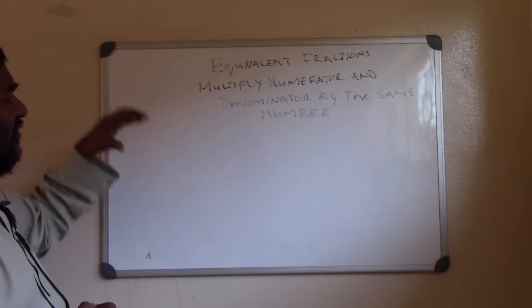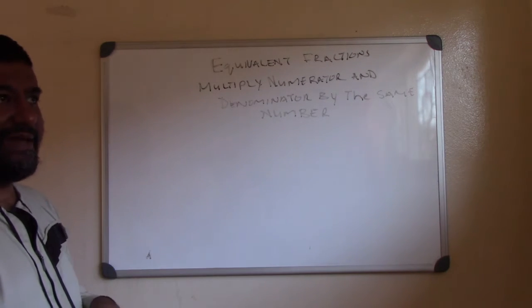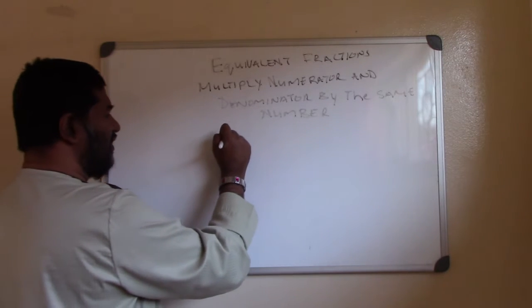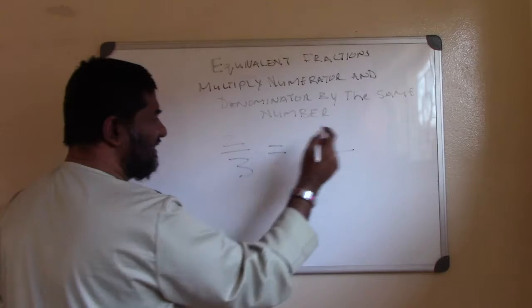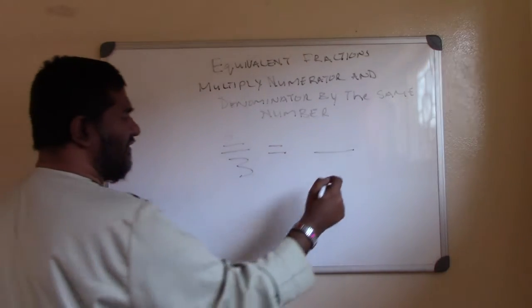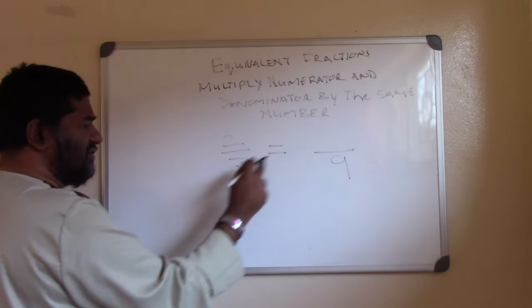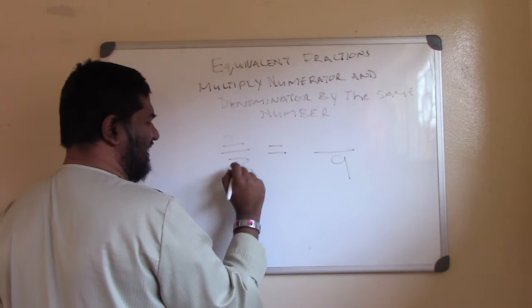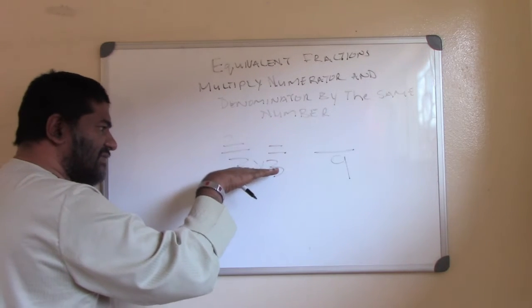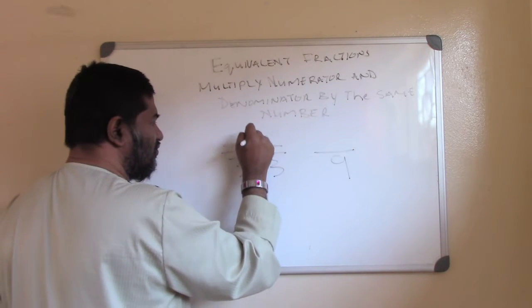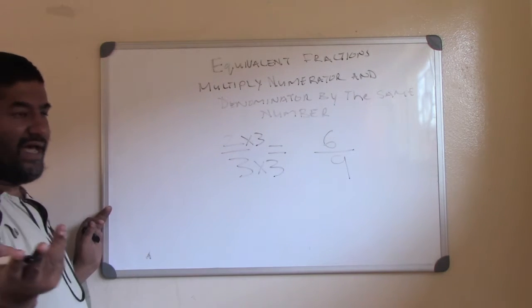Equivalent fractions. The rule here is multiply numerator and denominator by the same number. Let's assume if I got 2 over 3, I want to write this as a denominator of 9. So I would say, what do I do here? From 3 to 9, what did I do? I said 3 times 3 gives me 9. So whatever I do at the bottom, I must do the same on the top. 2 times 3. This will give me 6 over 9.